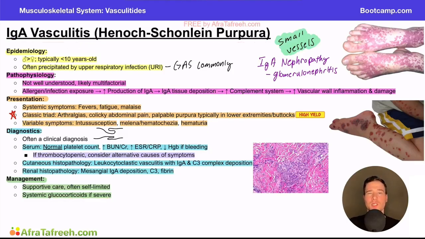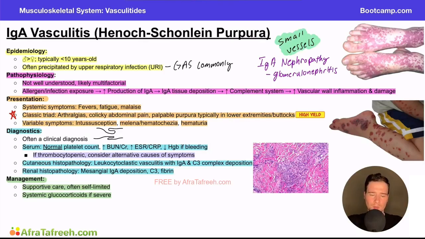So the question asks, which of the following is the best treatment option? Well, it sounds like this patient has a mild case. If they do indeed have this condition, it's not severe. So it's going to be symptom management. And so the answer to the question could be that the best thing to do at this time is to provide reassurance to the patient's parents. We know that mild cases of this disease are often self-limiting. And at this time, based on the presentation they give us, there's no sign that this patient is having a severe case of IgA vasculitis.